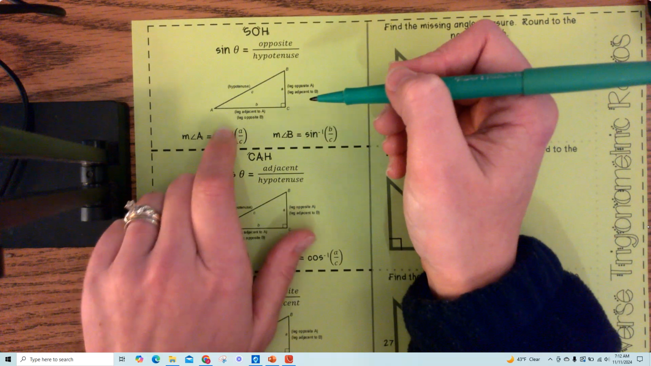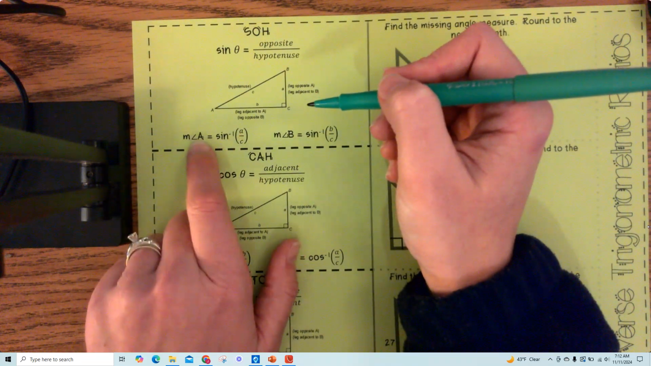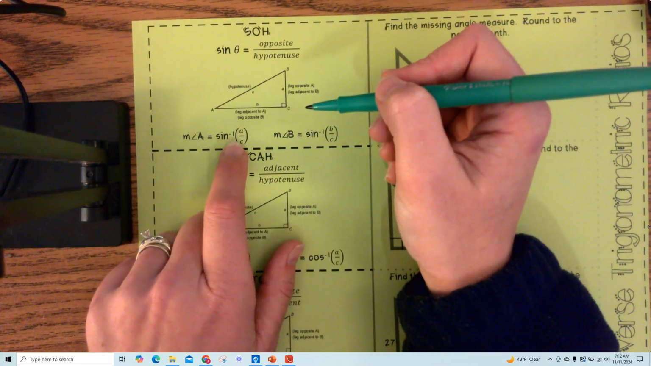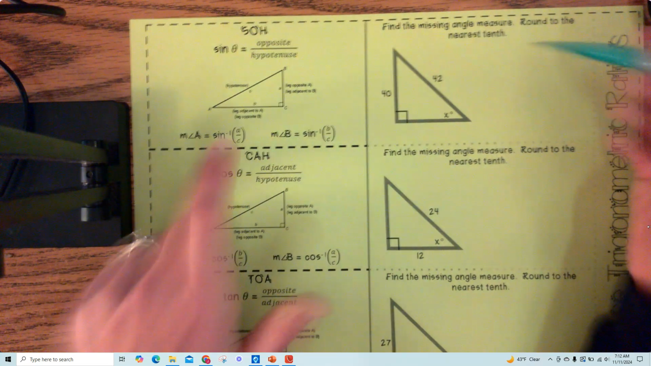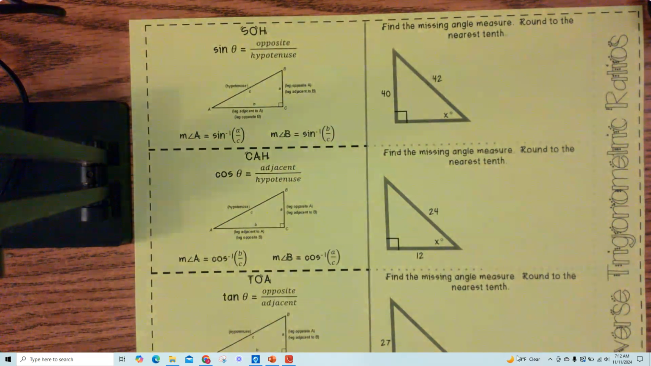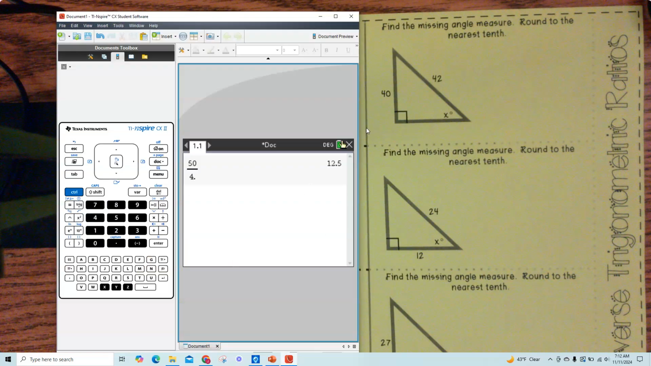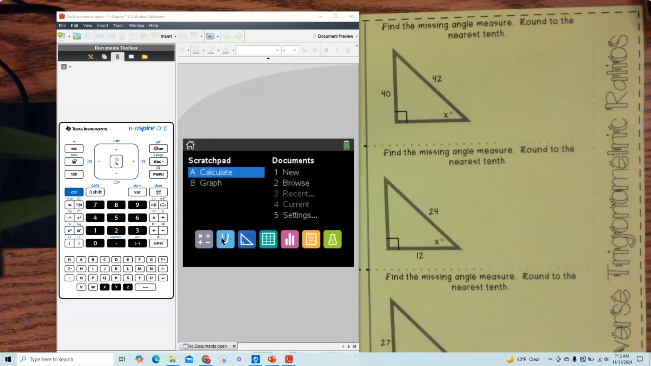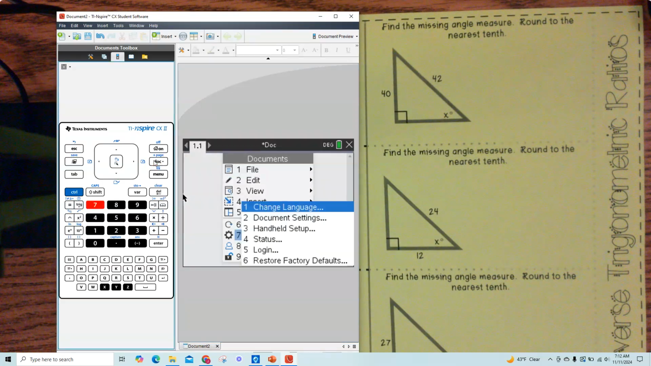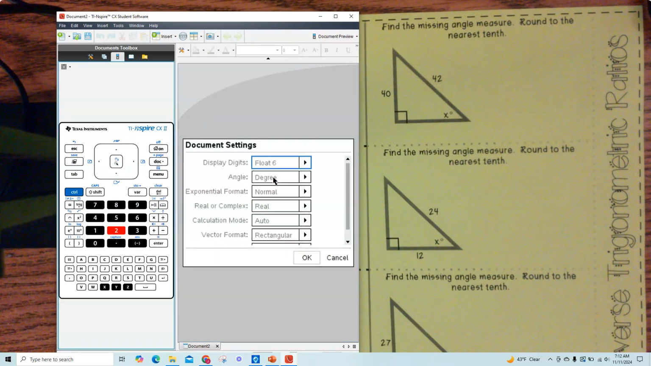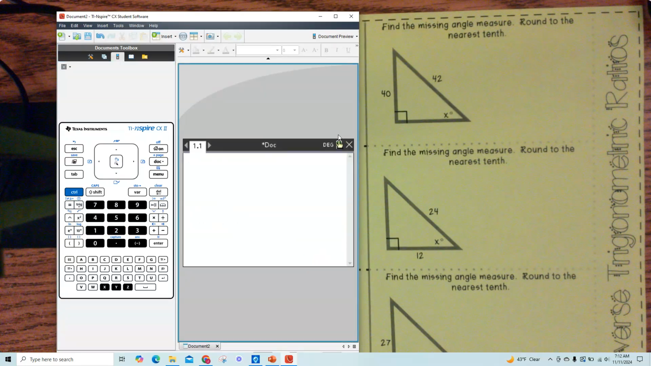And so what we can do is find the measure of an angle by using these inverse functions. It says find the missing angle measure, round to the nearest tenth. Anytime we're doing this in our calculator, make sure we're checking, so we do doc 7 and then 2. Make sure we're in degree and not radian, anytime we're using these trig functions.